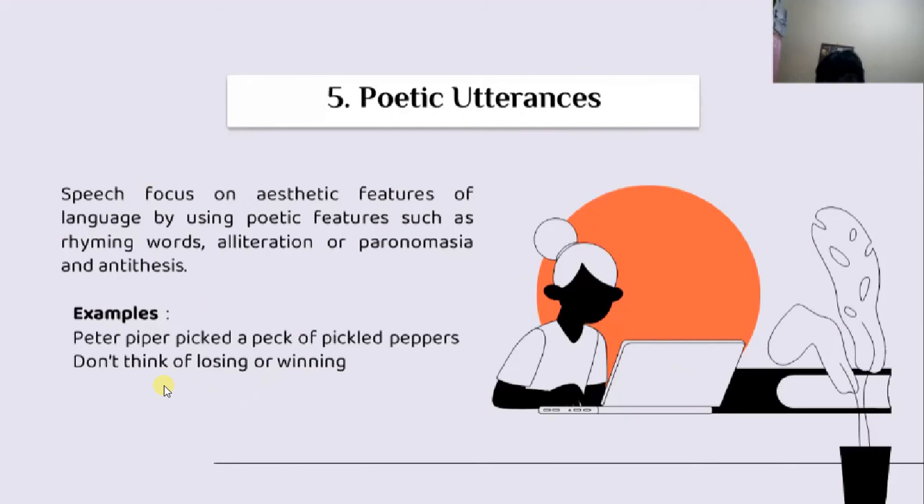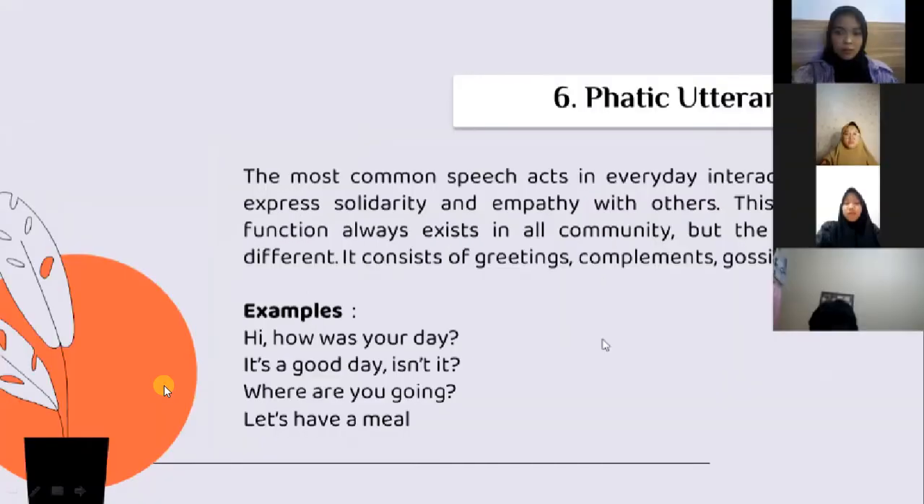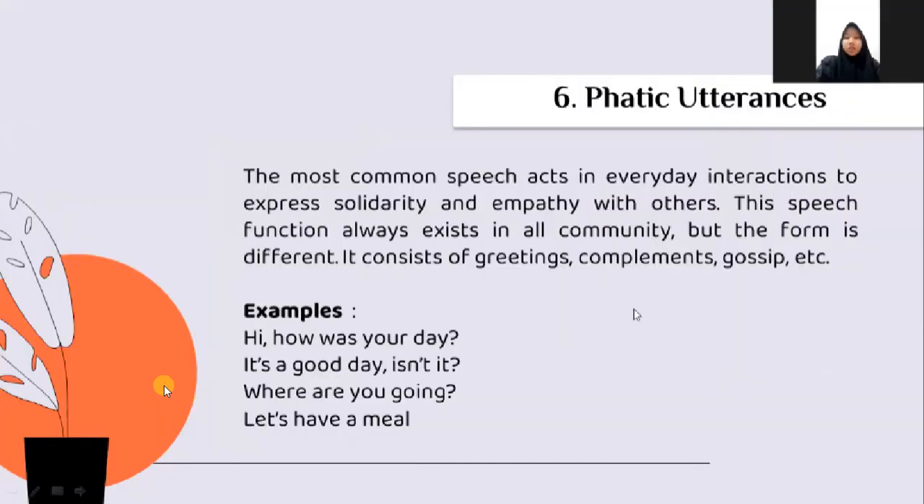The next one means that speech focuses on aesthetic features of language by using poetic features such as rhyming words, alliteration or paronomasia, and antithesis. This speech function is rarely used in daily conversation, but it sometimes happens in some communities on special occasions, like in ceremonies. Okay, I will continue the presentation.